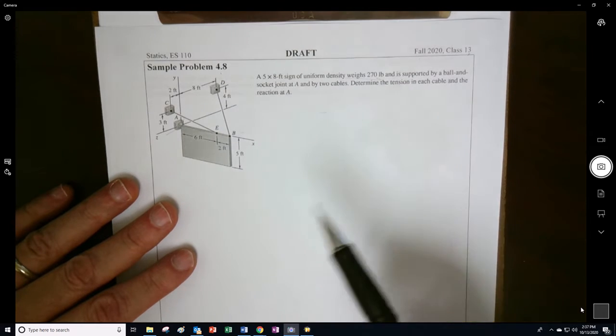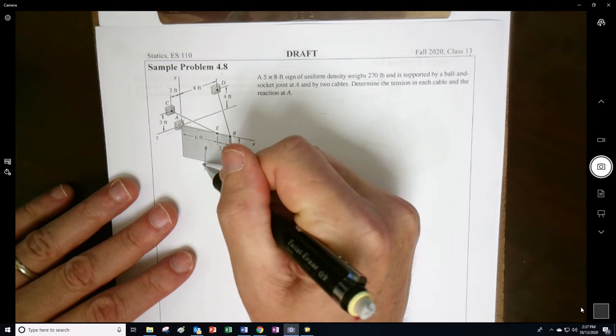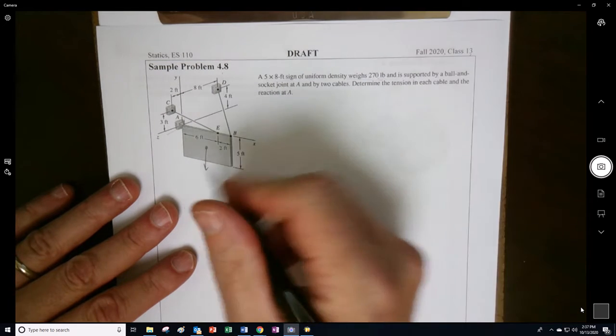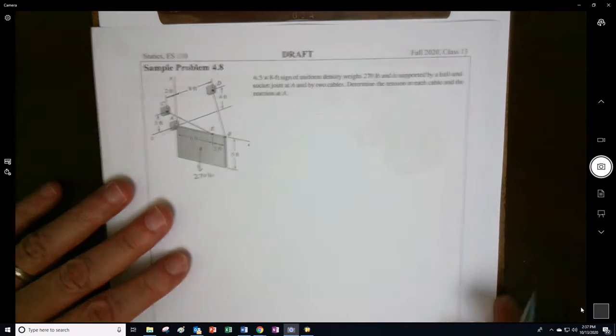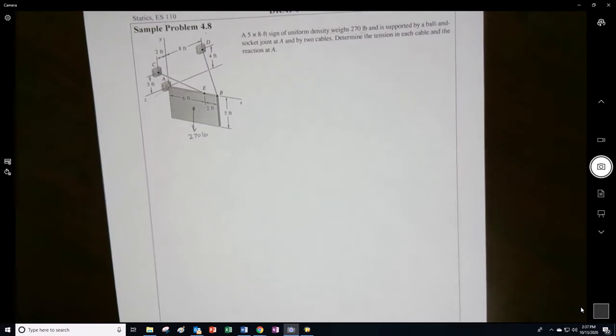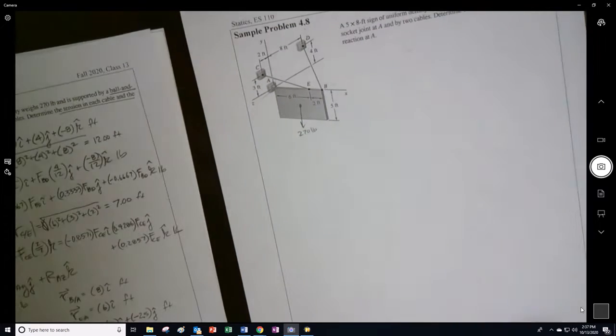So really the loading of the thing is going to be a force of 270 pounds that's acting right here. This is a considerably long problem, so just be prepared. You might want to fast forward through the long and arduous parts.